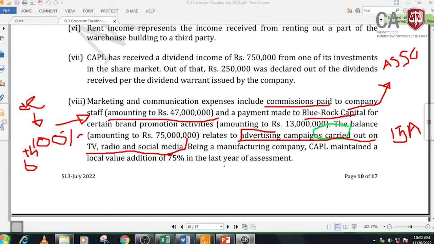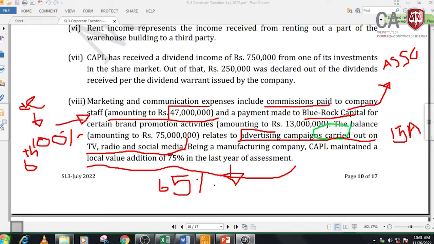Then, being a manufacturing company, CAPL maintain a local value addition of 75% in the last year. Then what's the maximum percentage? It's a 65. We have more than that on this, which I have expenses as the Marcom expenditure. Then therefore, this 47 you cannot take double deduction, but it can be deducted because it's incurred for the production of income.